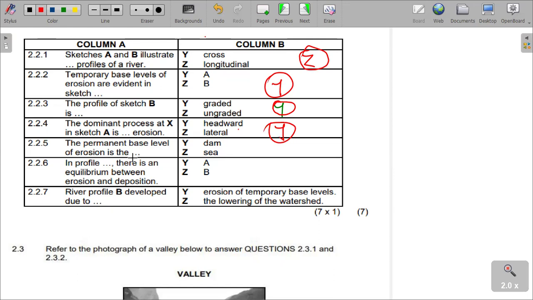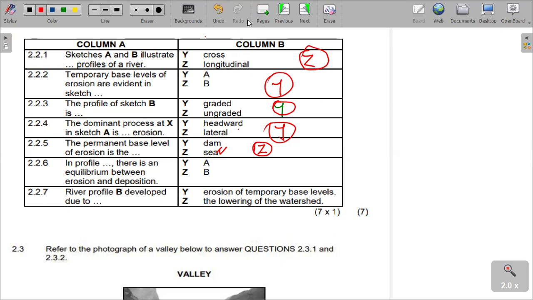So the permanent base level is always shown by a what? By a sea. So that is to say that the permanent base level is a sea. And then when we are talking about temporary, it is caused because of a dam or any other resistant features that might be found along the river profile. 2.1.6, in profile dash, there is an equilibrium between erosion and deposition.